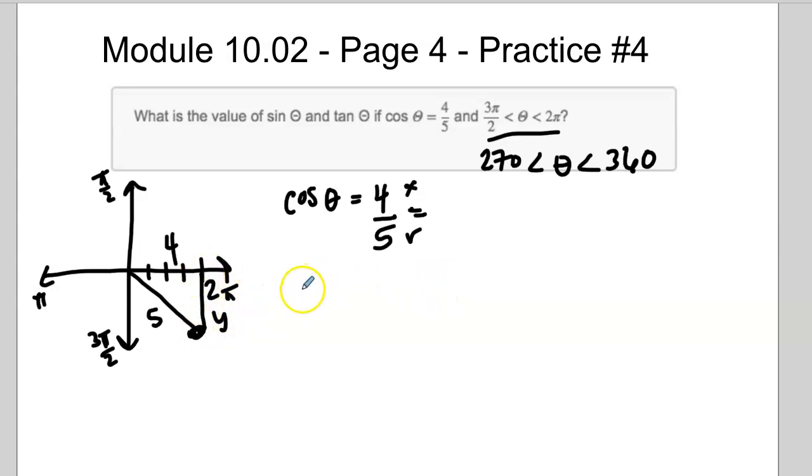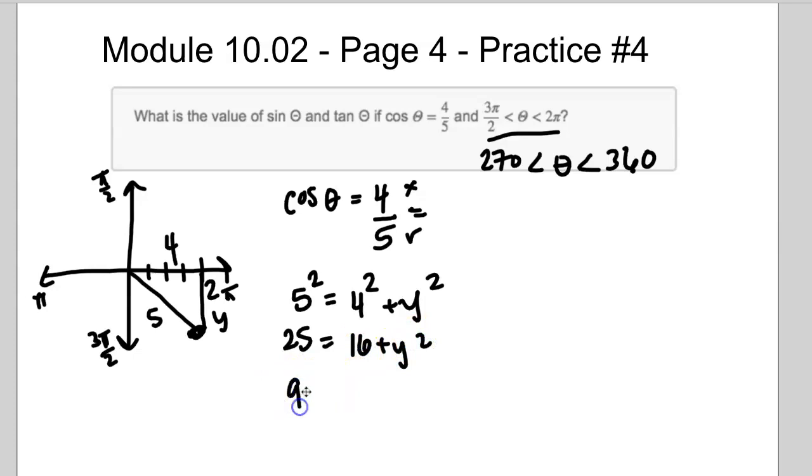What is that length? This is a 3, 4, 5 triangle, but just to have you guys notice why it's a 3, 4, 5, I'm just going to go ahead and do the radius squared is equal to this leg squared plus y squared. And so I got 25 is equal to 16 plus y squared. Minus 16, I get 9 equals y squared. So now I get plus or minus 3 is equal to y. But because we're in quadrant 4, we just want the negative. So for sure, now we know y is negative.